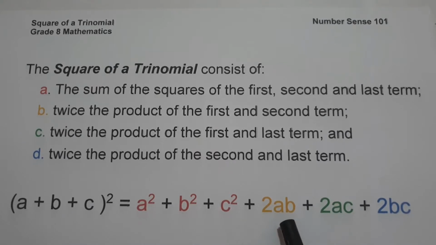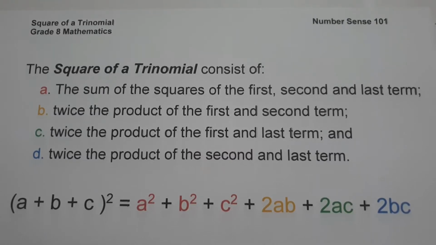And to find the fourth term, simply multiply the first and second term by the constant 2, that is 2ab. And to find the fifth term, multiply the first and last term by the constant 2, that is 2ac. And to find the last term, multiply the second term by the last term by the constant 2, that is 2bc. And always remember, if you are going to simplify a square of a trinomial, there are 6 terms. That is 1, 2, 3, 4, 5, 6. So this is the basic concept that you need to remember in simplifying the square of a trinomial.